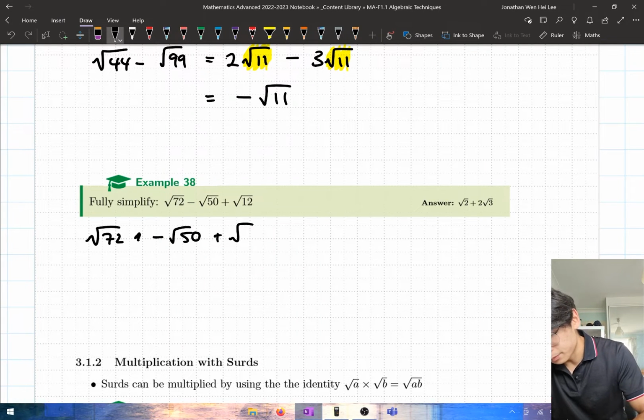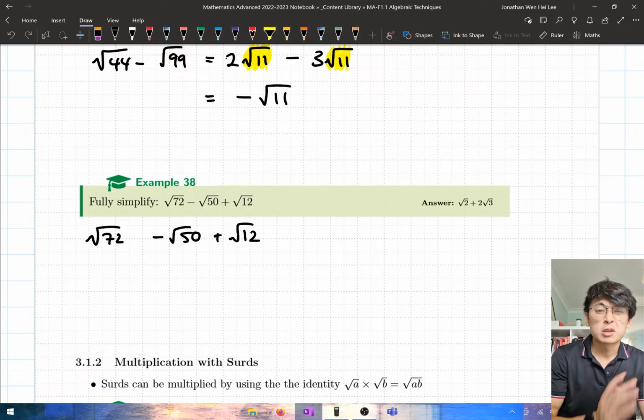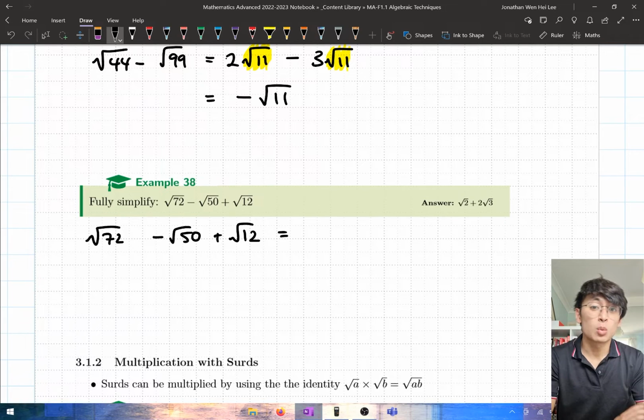There we go. Okay. So, once again, the square roots, they don't have the same number underneath. So what we're going to need to do is we need to actually simplify our surds. So let's simplify our surds.